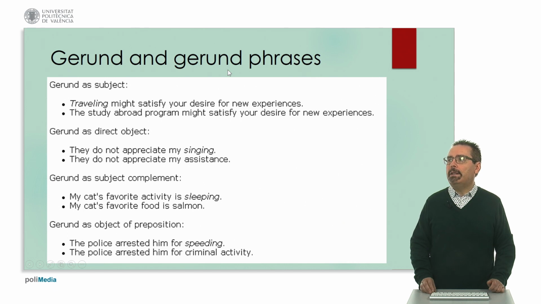In the second example, they do not appreciate my singing. Or a subject complement, in the example, my cat's favorite activity is sleeping. And it can also be the object of a preposition, of course. The police arrested him for speeding.